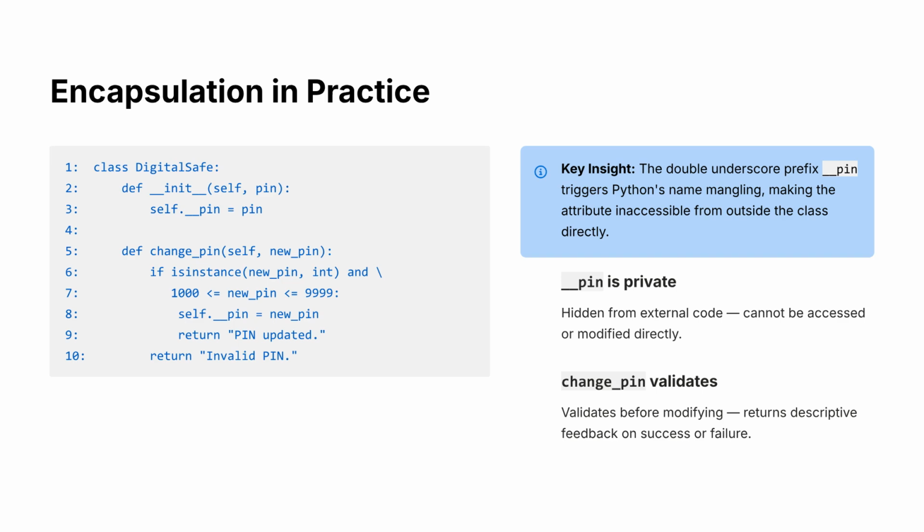Here's a concrete example, a digital safe class. Notice the __pin attribute. That double underscore prefix, which we call a dunder prefix, triggers Python's name mangling. Basically, Python renames it under the hood, so it's not directly accessible from outside the class. You can't just do safe.__pin and get the value. Instead, you go through change_pin, which validates that the new pin is an integer between 1000 and 9999 before it ever touches the internal state. That's encapsulation doing its job. The data is protected and the interface is clean.